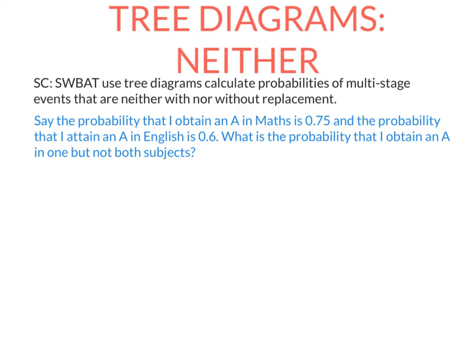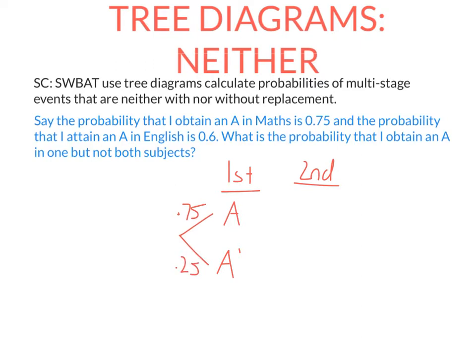Remember, the whole point of a tree diagram is to list all of the possible outcomes in a neat way that makes it a bit easier to understand. So here we have two stages. The first stage is whether or not we get an A in maths, so I'll call it A and not A. This refers to maths. The probability I get an A is 0.75. The probability I don't get an A would be 0.25.